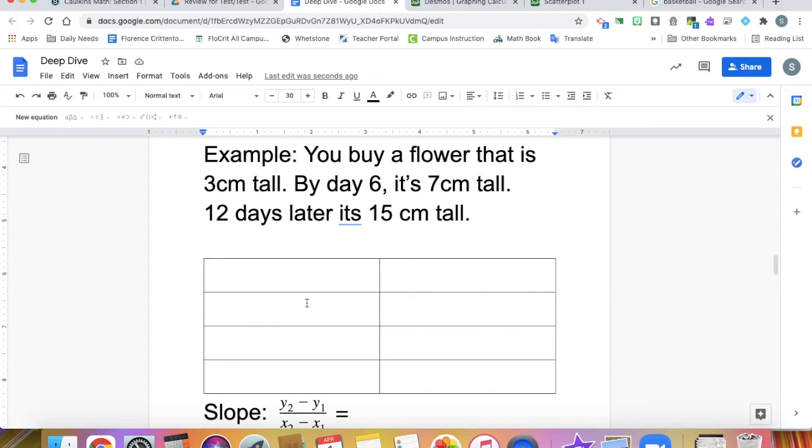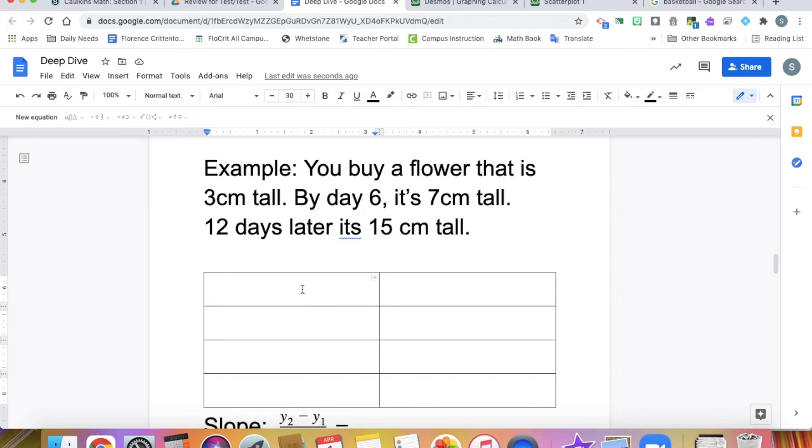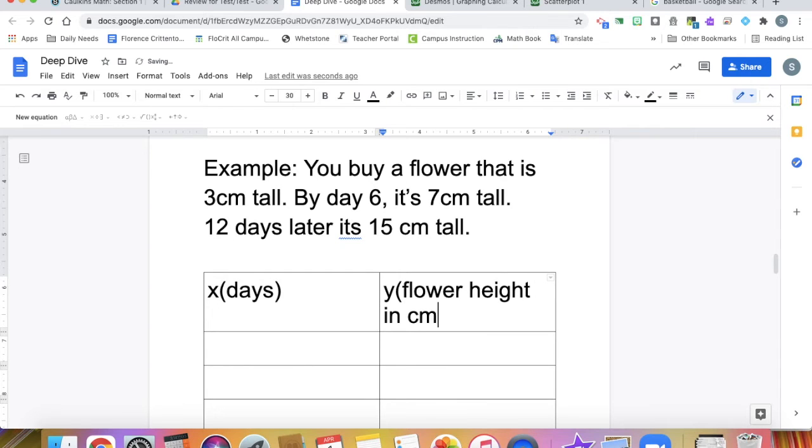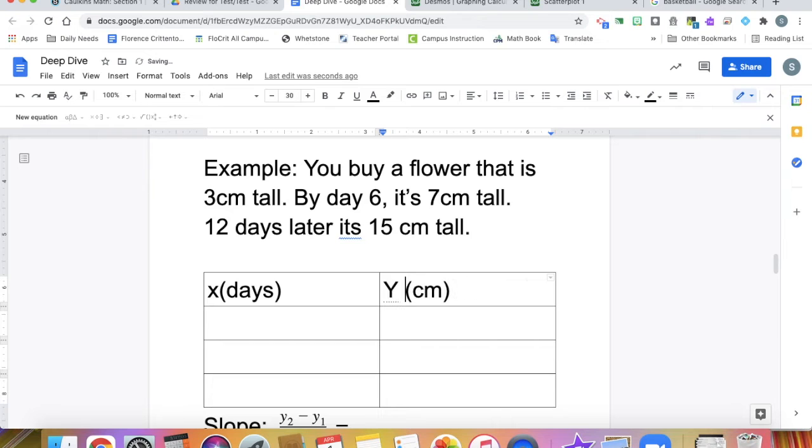Well, to begin with all of these, you're going to want to ask yourself, what is X and what is Y? Well, X is usually time, and in this situation, the time they're talking about is days, because they keep using the word day. And the Y, the amount, is how tall the flower is, flower height, and it's in centimeters. So it's okay if you just wrote cm for centimeters for the Y value.